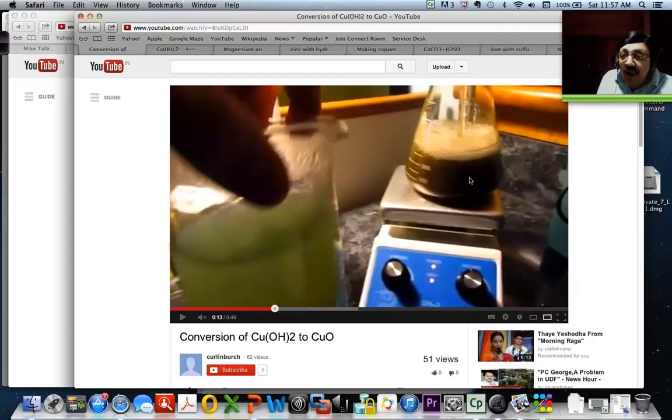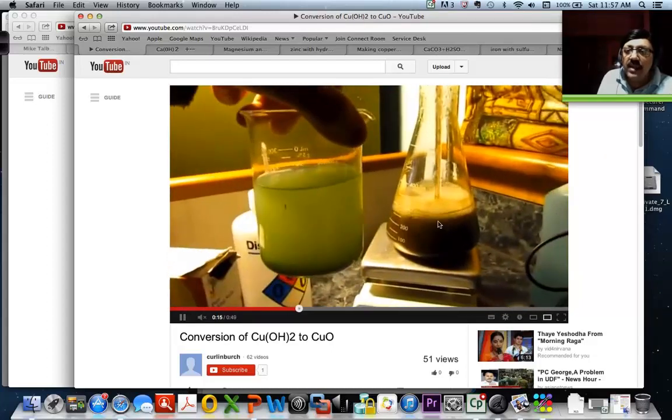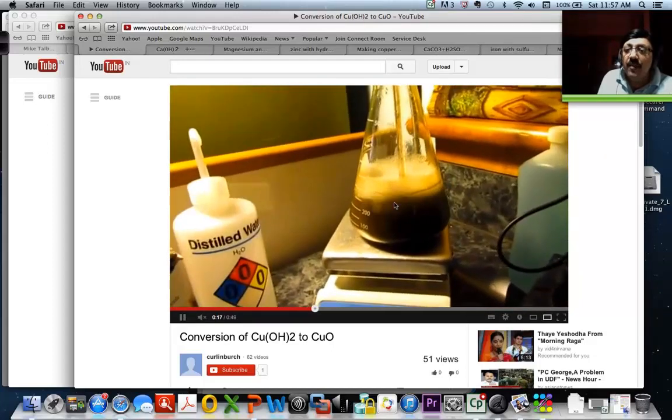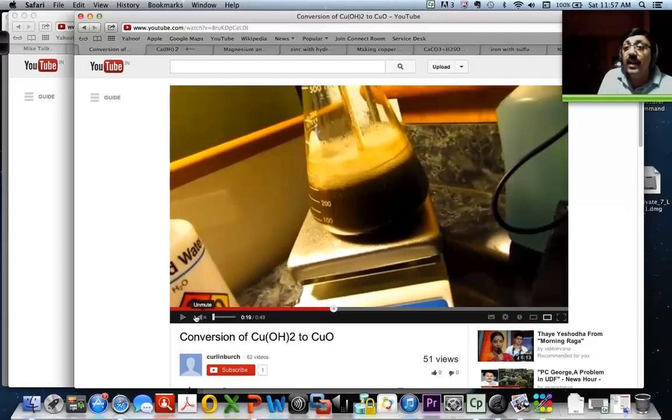Now what you have here, which is brownish black in color, is copper oxide, right? So what has happened is that this copper hydroxide, after heating for a long time, has got converted to copper oxide, which is brownish black in color. That is basically what happens when you heat the hydroxide for a long time. Then it gets converted to the corresponding metal oxide and water, right? So that is actually the example there.